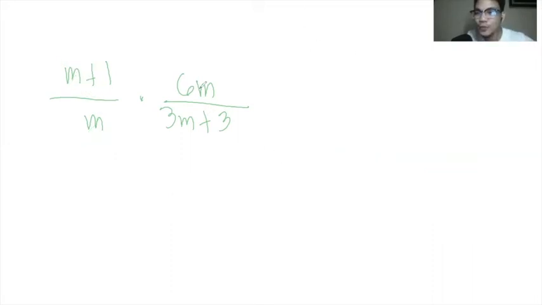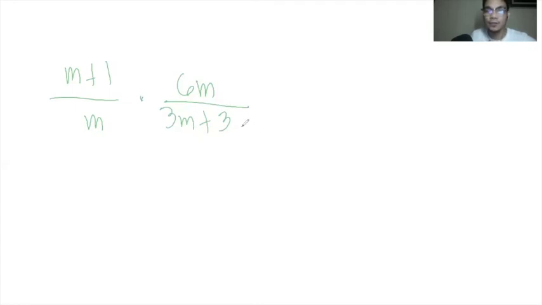Okay, so how do we solve or answer this problem? First, we need to make sure that everything is factored, especially the ones with more than one term. Okay, so m plus 1 is already factored. 6m can be factored as 2 times 3 times m, so that's okay, we can leave it like that. But 3m plus 3 here can be factored.